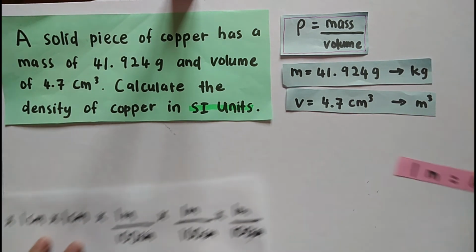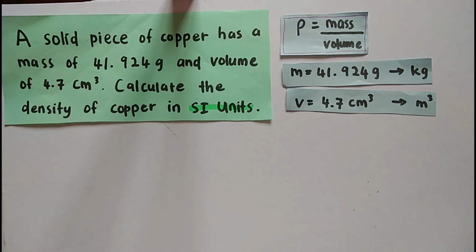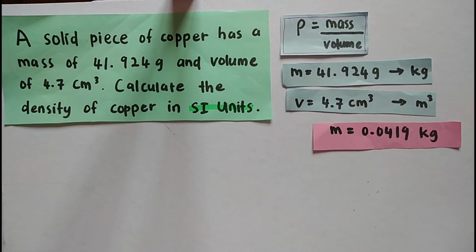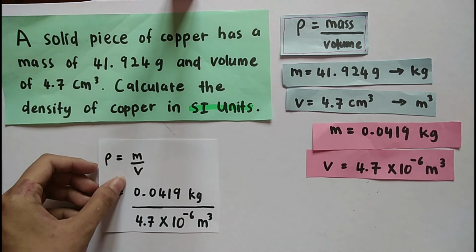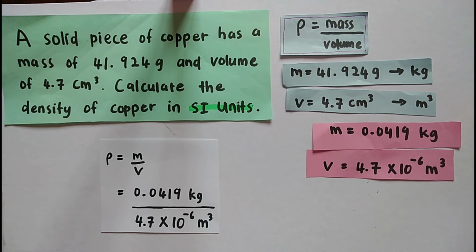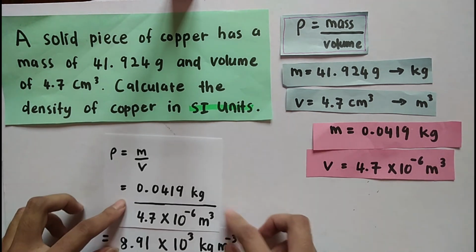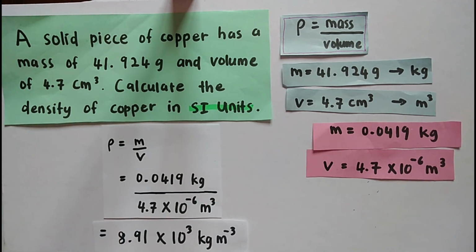Now we have converted all the units. Last step is we can calculate the density of copper. Density equals mass over volume. 0.0419 kilogram divided with 4.7 times 10 power of negative 6 meter cube. And we can get our final answer, which is 8.91 times 10 power of 3 kilogram per meter cube.